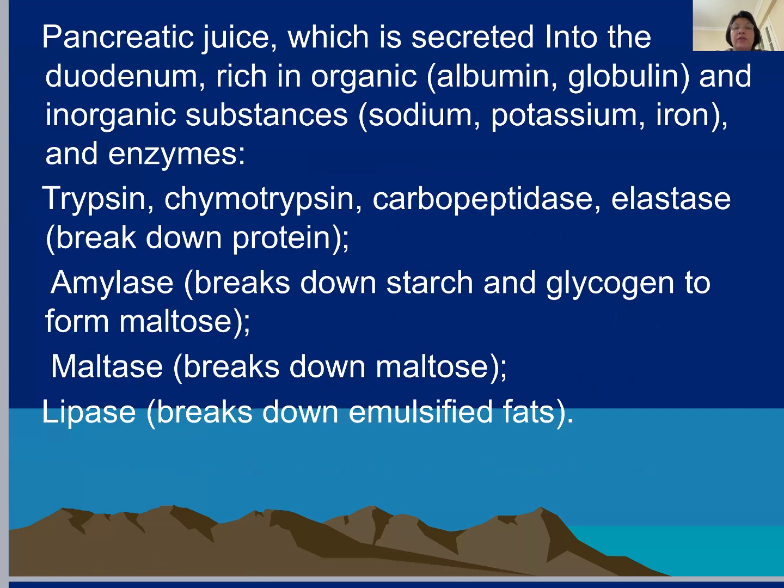Pancreatic enzymes: trypsin, chymotrypsin, carboxypeptidase, and elastase break down proteins. Amylase breaks down starch and glycogen to form maltose. Maltase breaks down maltose, and lipase breaks down emulsified fats. Activity and amount of all enzymes is low in babies.